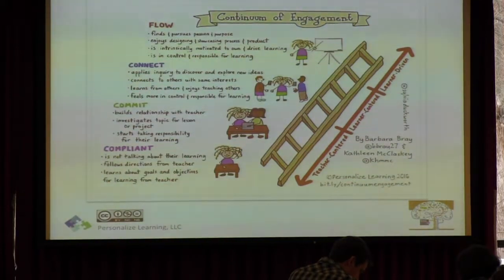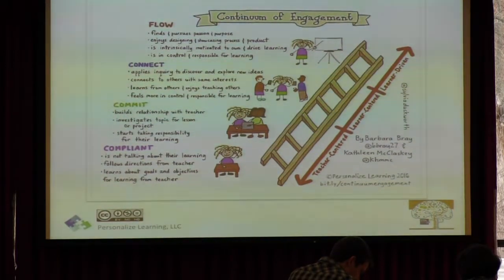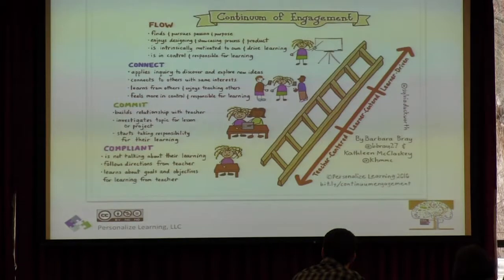He talks a lot about kids. He talks about meta-learning and kids talking about the learning. Not metacognition, but meta-learning. This is a really important point: in order to get this engagement changed, kids have to start talking about their learning and making connections to their learning. They need to build relationships with other kids. They need to take more responsibility for their learning, and in the second level, commit, that's what happens. And then connect is when they really apply inquiry to discovery. This is where kids are connecting with other kids, kids around the world, and they teach each other. They are in control and have more ownership of their learning.